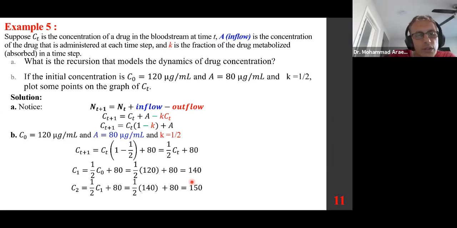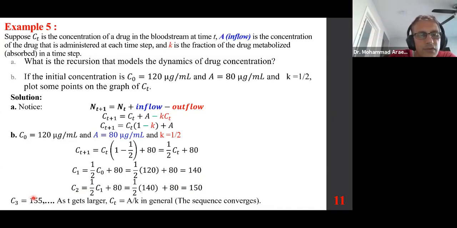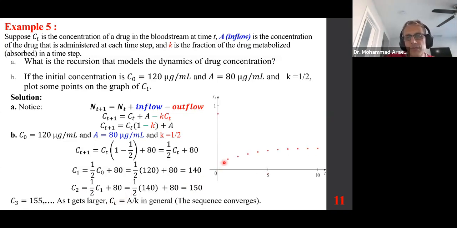What is the next one? I want C sub 3, so half of this, which is 75. And then we add 80. 75 and 80 is 155. So C sub 3 is 155. And what happens is, as T gets larger, it's not going to go to infinity. That's important. That's why I want you to see the graph. And the graph flattens, and ultimately you have what's called the horizontal asymptote. You don't have to worry about that yet.